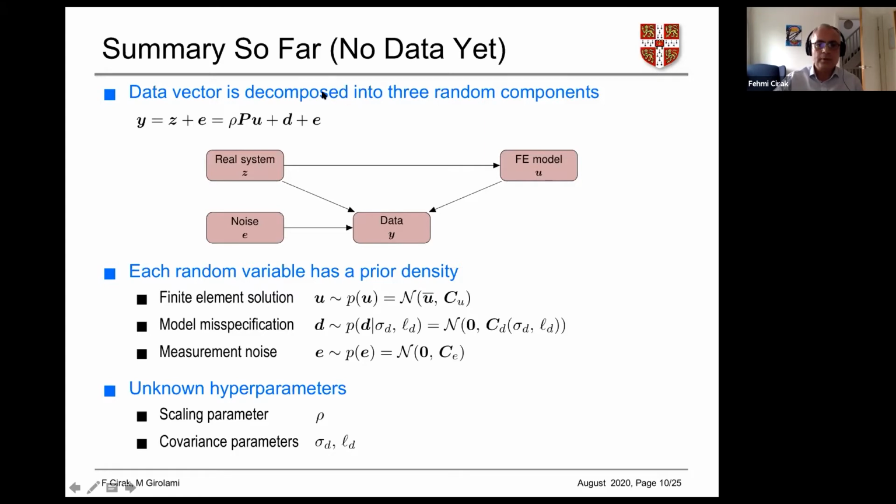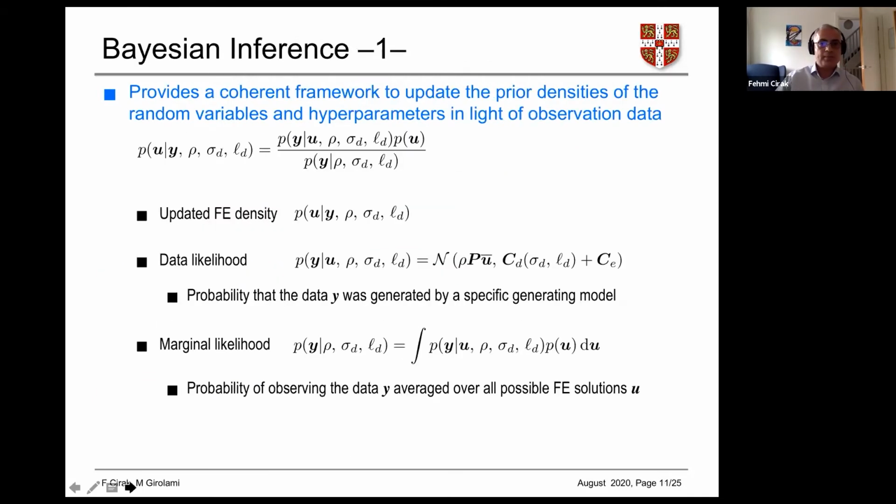No. Okay. So, how should I close this? So we have our model with random variables, and we have some prior densities before seeing the data. So now we introduce the data. We use Bayesian inference in order to update the prior densities on the previous slide, and also to determine the hyperparameters in light of the observation data.